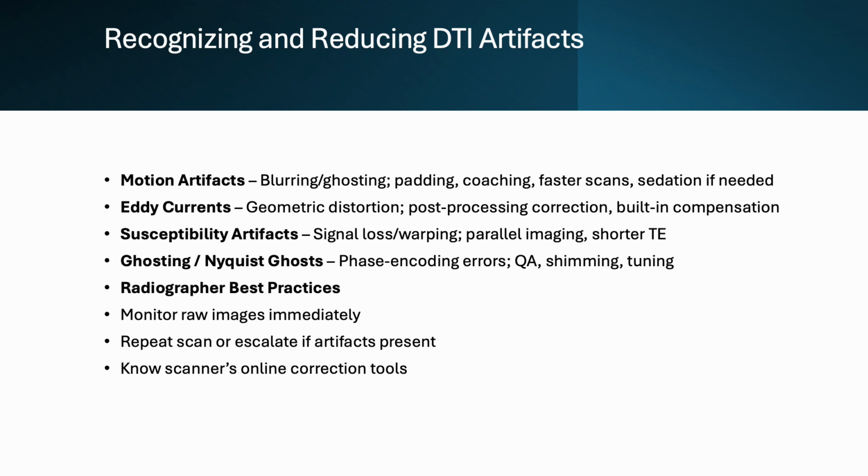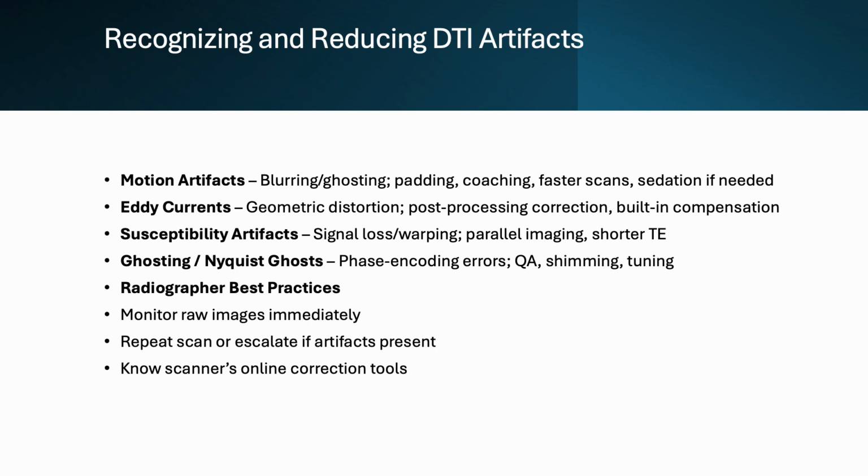We also have eddy currents, and eddy currents happen because of the rapidly switching gradients in diffusion sequences, and this leads to geometric distortions, especially in EPI-based scans. So the solution to these is to use eddy current correction software during post-processing and to also take advantage of the scanners with built-in compensation.